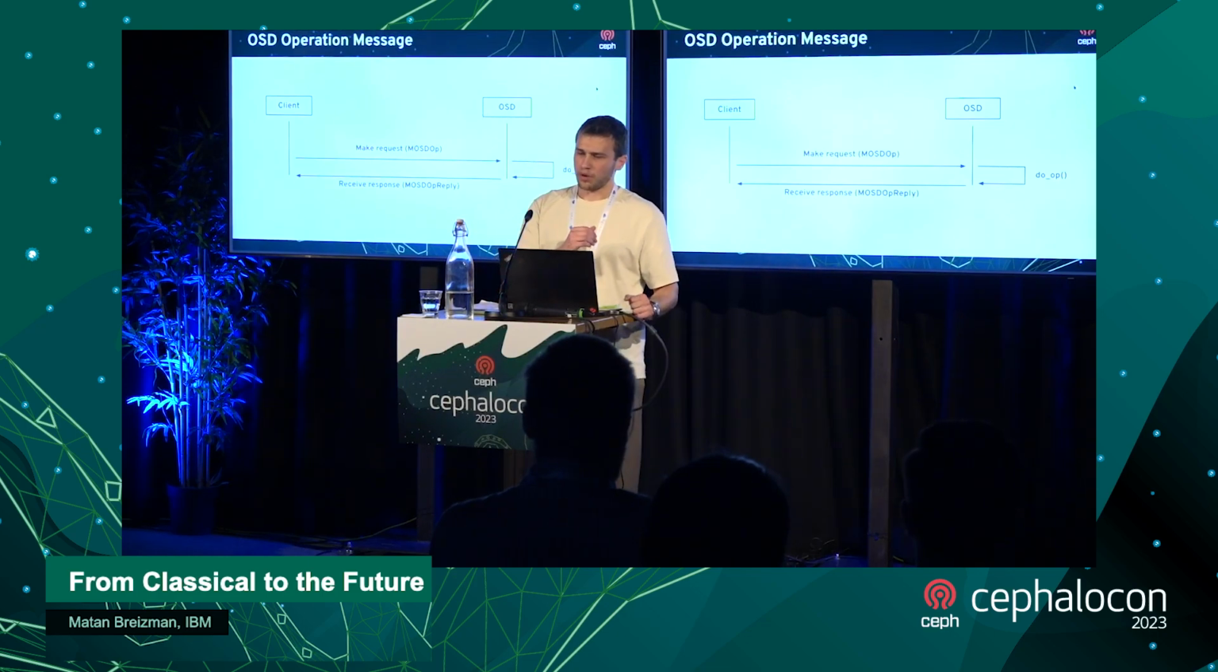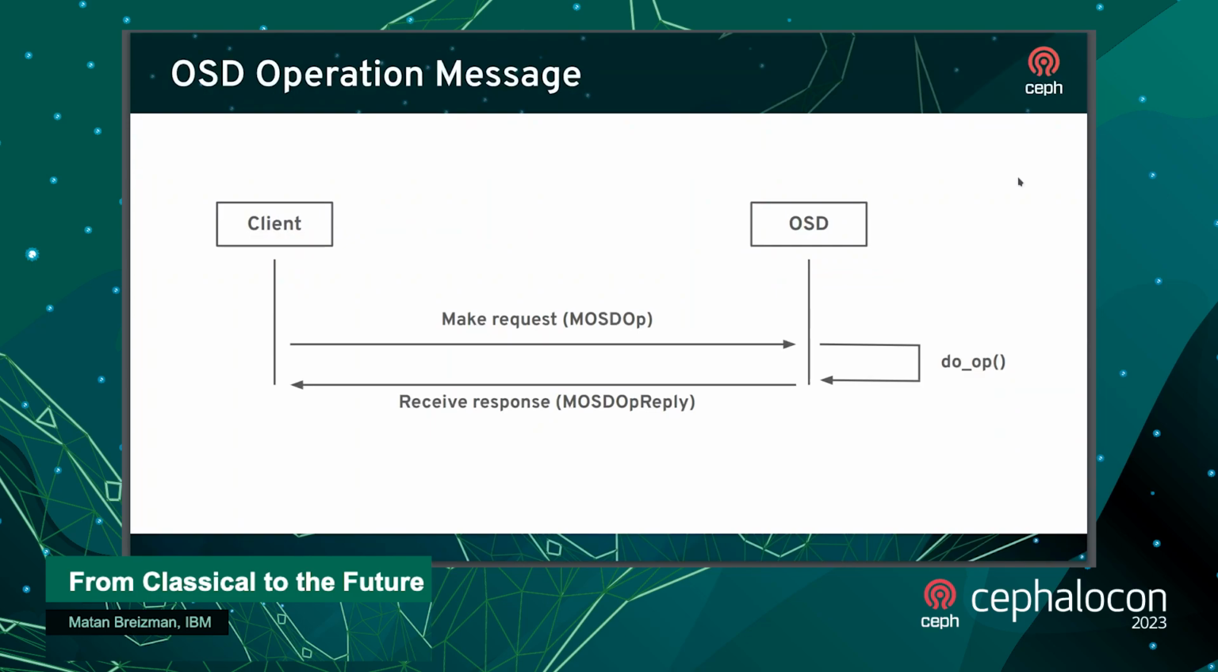So now I'll go over a really basic Ceph OSD operation message. In Ceph, we have the messenger component. The messenger component is basically our communication layer. Messenger is what allows us to pass messages between components, between daemons in Ceph. We have various types of messages, such as ping, getting pool stats, and so on. One of the most notable messages is the OSD operation message, or the MOSDOp in short.